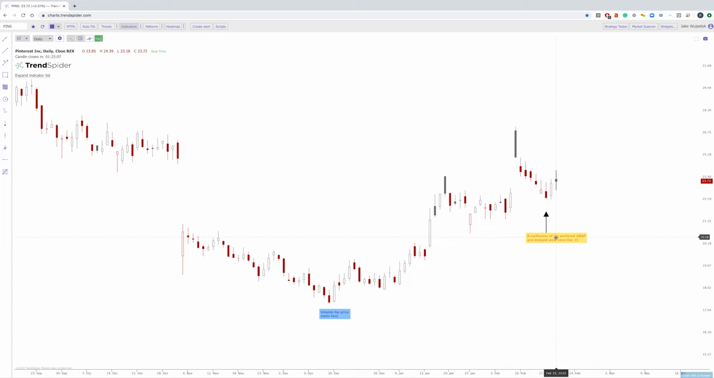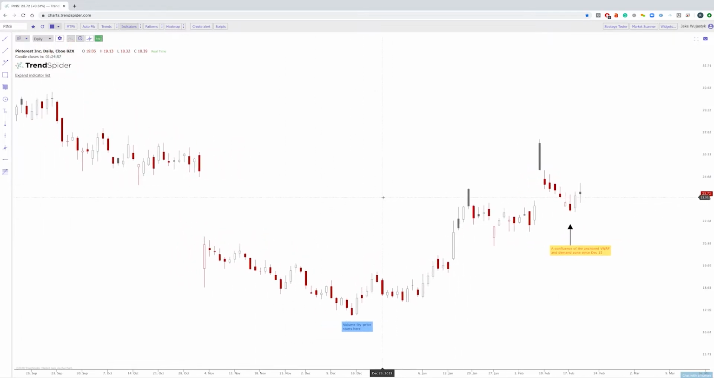Today we are going to talk about the anchored volume by price and the anchored volume weighted average price used in conjunction.